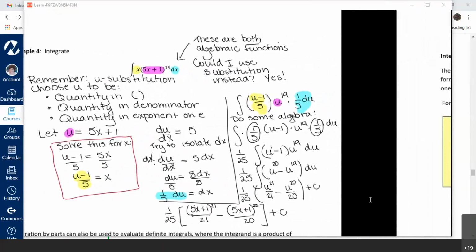Like I said, integration can be tricky. So sometimes it requires some insight like this. Right? Any questions on example 4?